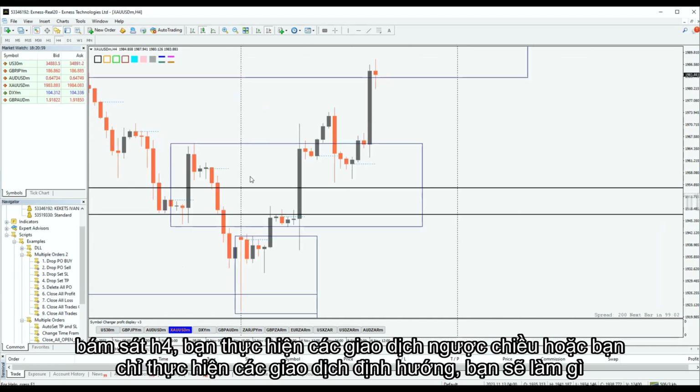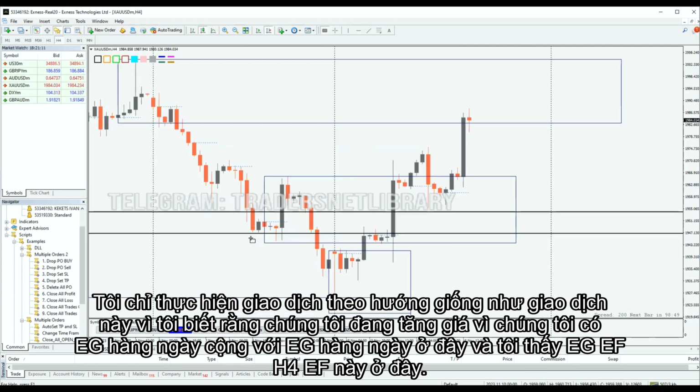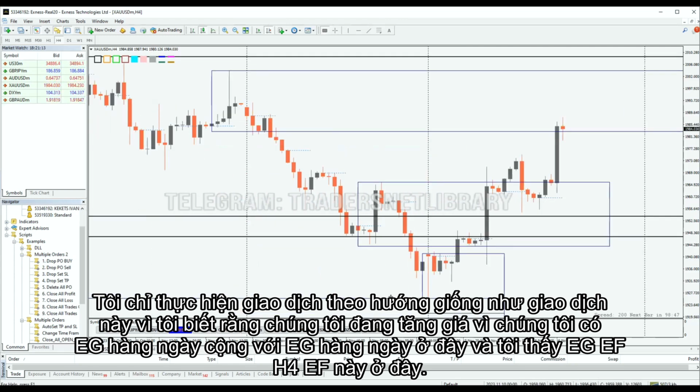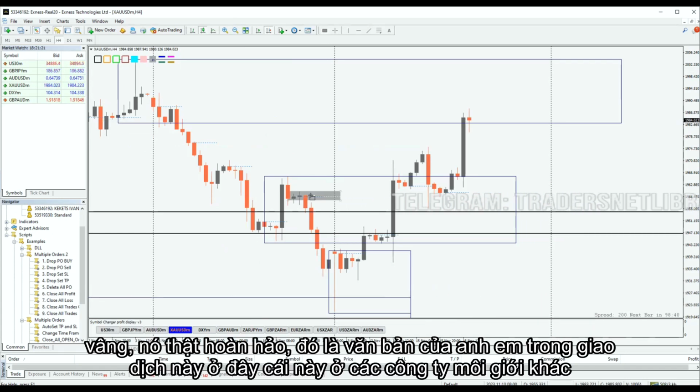You take counter trend trades or you only take the directional trades, brother? What do you do? I only take direction trades. Just like this one. Since I knew that we are bullish because we had daily EG plus daily EG here, and I saw this EG, EF, H4 EF here. It was a perfect setup. It was actually a textbook setup, brother.